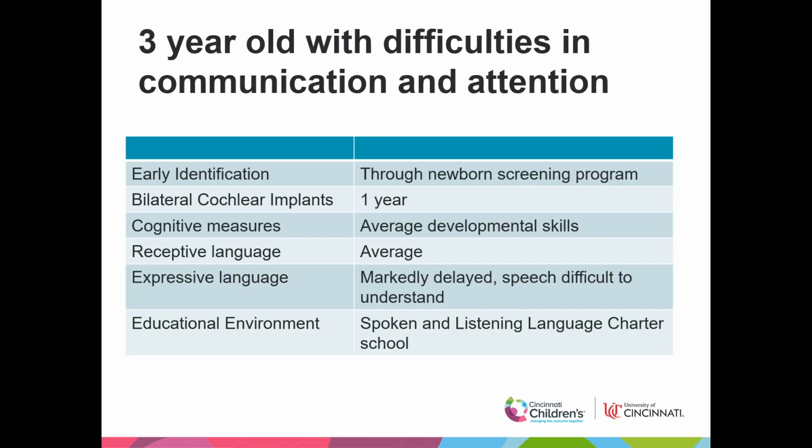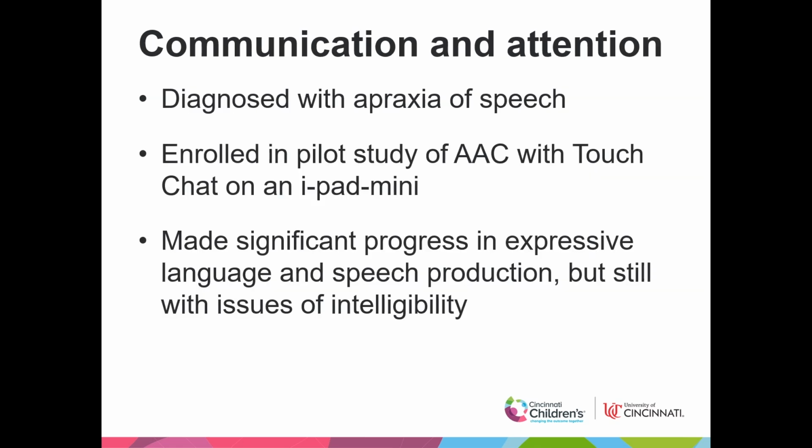So my example, when I made it, I thought it was cleaner. It's a little less clean. So this was a little guy who was identified early, got bilateral implants at a year, and has had good cognitive capabilities. Receptive language was good with his implants, but he really struggled with his speech. He could not be understood. He was in a program that focused on spoken language, and he was struggling. So he was diagnosed with apraxia of speech. He used TouchChat to help with his communication, and he made a lot of progress, though still not always clear.